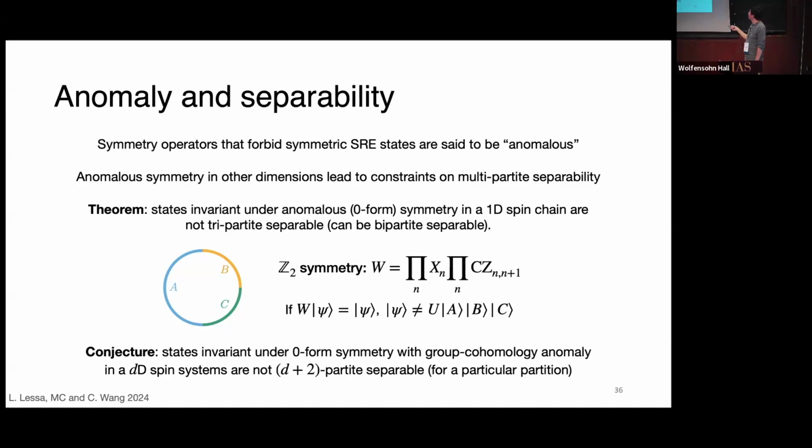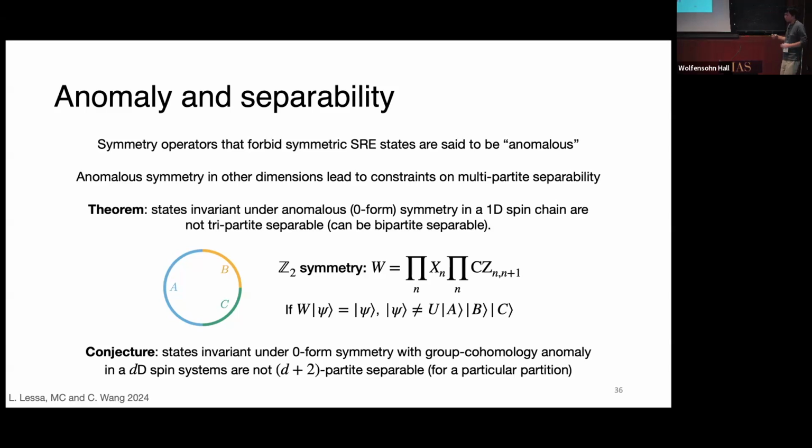Okay, and the general pattern that we see is that anomalous symmetries in different dimensions give you different sorts of constraints. Of course, they usually lead to long-range entanglement because by definition they forbid symmetric short-range entangled states, but they also lead to some constraints on multi-part separability. Okay, so here's another example that I really like.